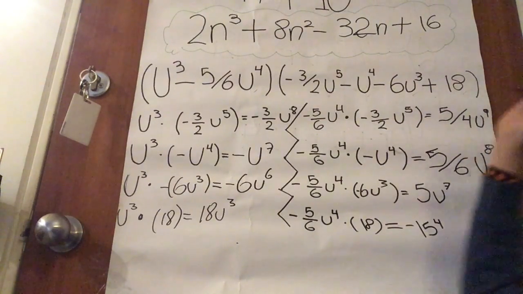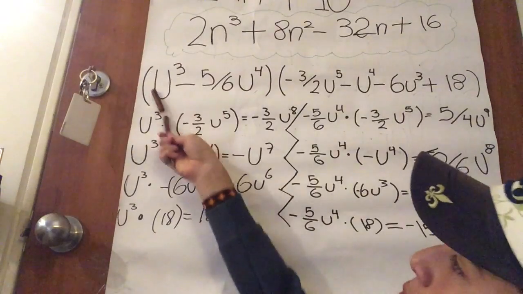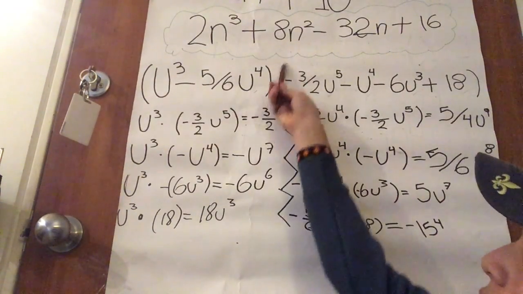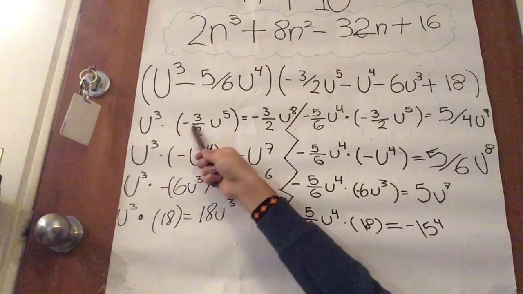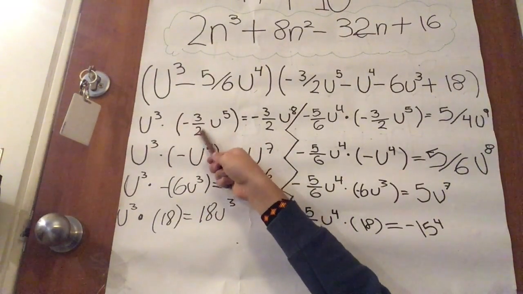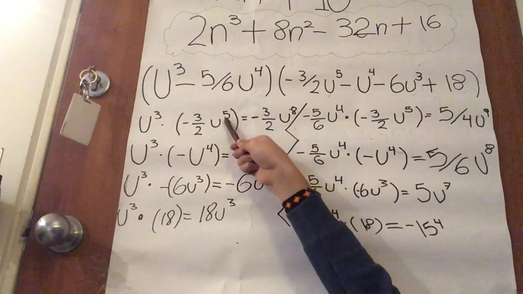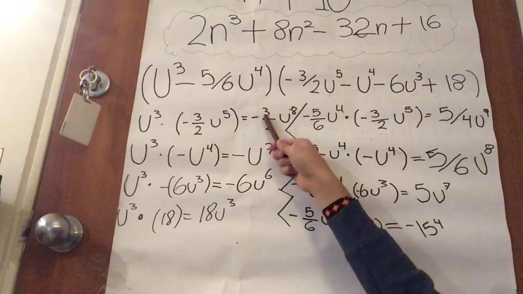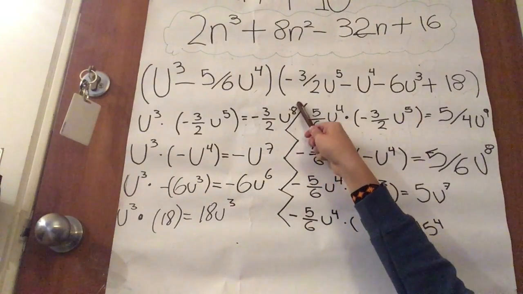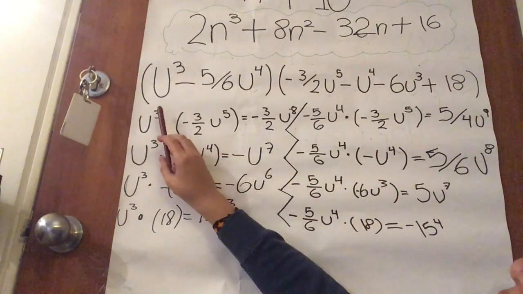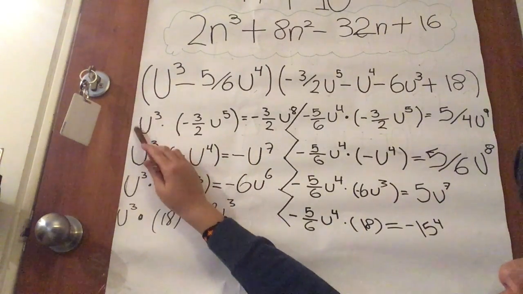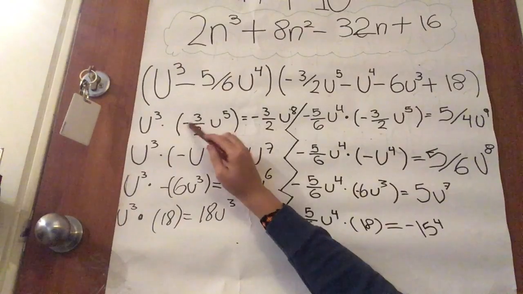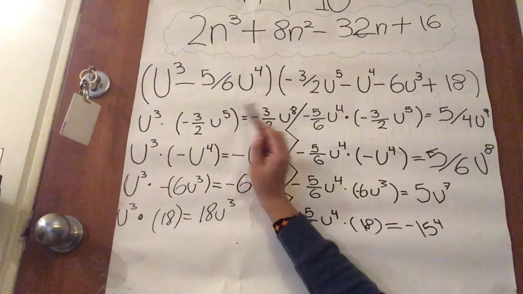And what you get is, first you have to multiply this with this. So u3 times minus 3 over 2 u5 is equal to minus 3 over 2 u8. It's the same. You have to add these two and multiply the variable with this and with the other variable, so you can get the answer.